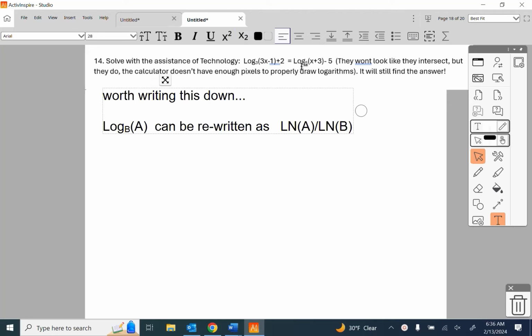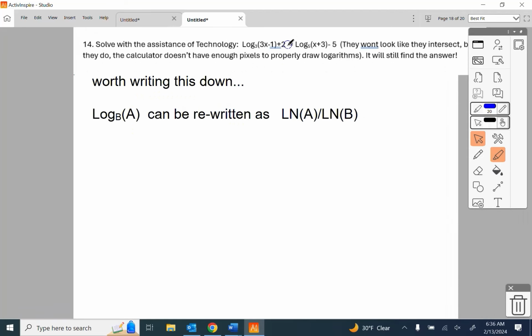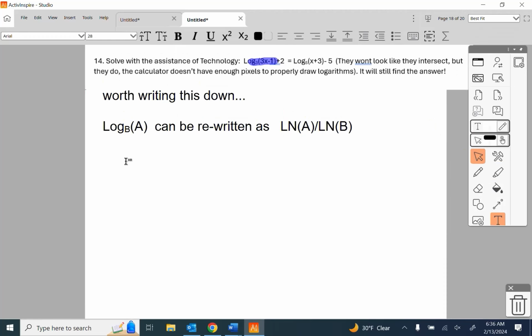And so I need that. All right, I need that. So I'm going to look at this log up here that I have, that little guy right there. Notice there's also that plus 2. What I'm going to place in y1 in my calculator is going to be ln. The argument is 3x minus 1. It's sitting over the ln of 3. And then don't forget the plus 2.